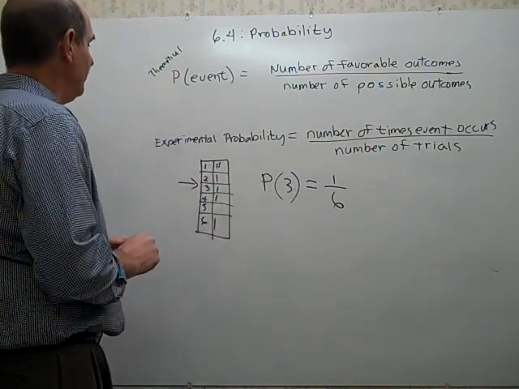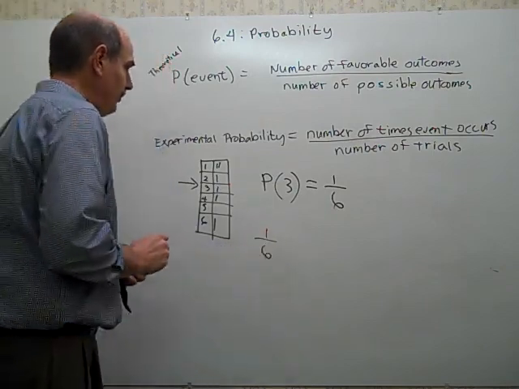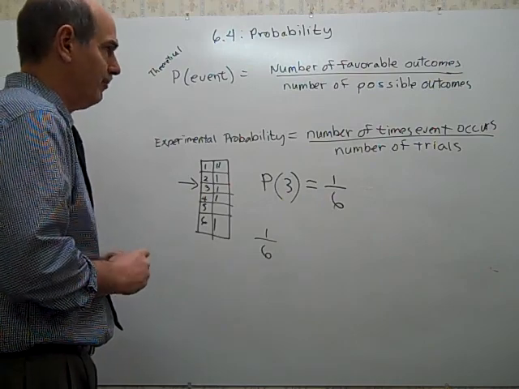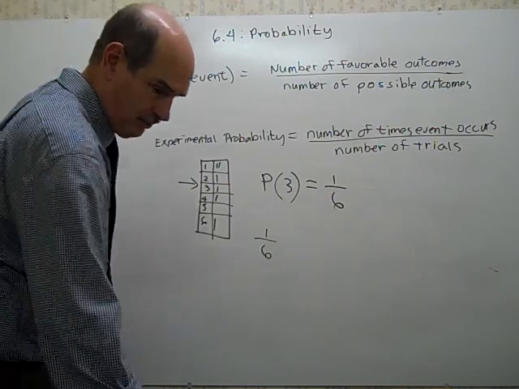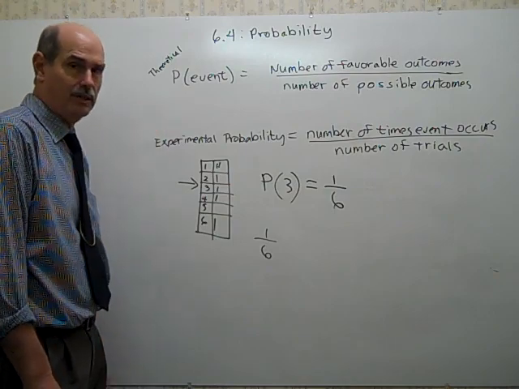So the experimental probability turned out to be 1 out of 6, which perfectly matched theoretical probability. And that isn't a big deal, it just happens sometimes. And it's a good thing. So that's the quick lesson on probability. A few more details in our lesson.